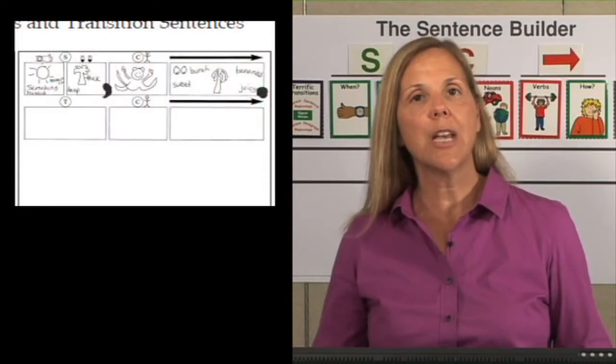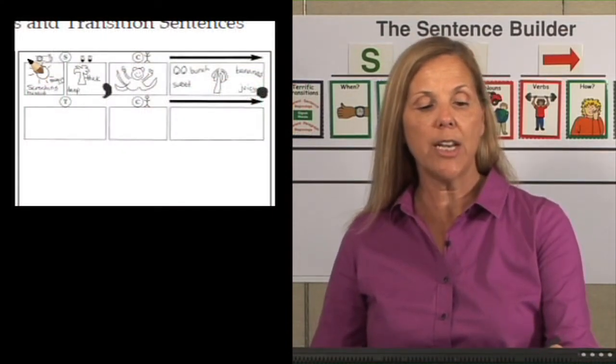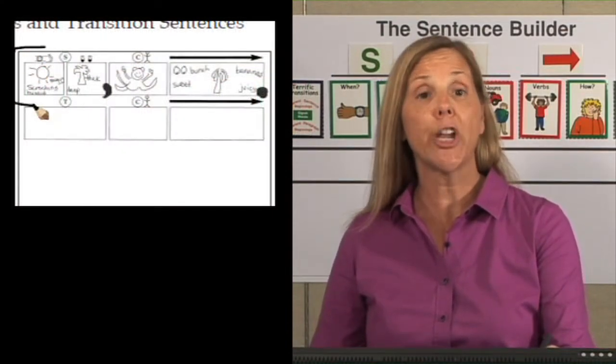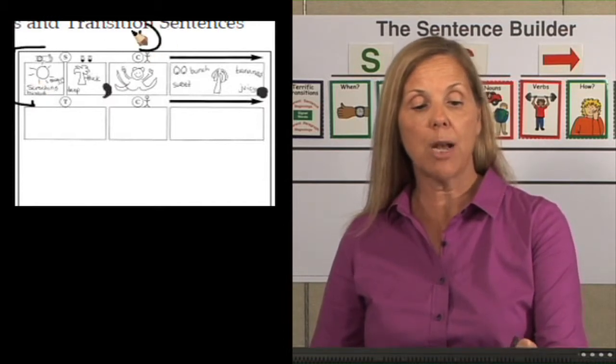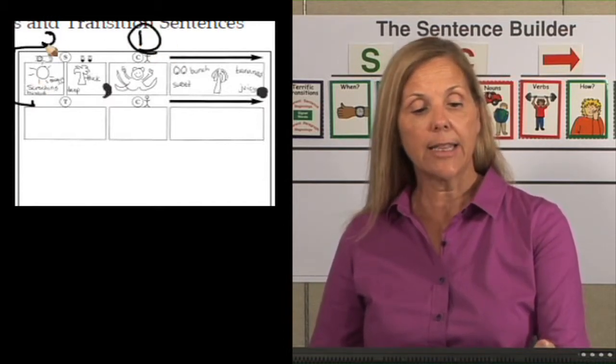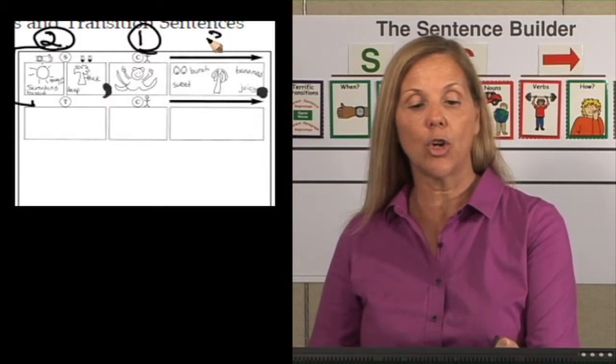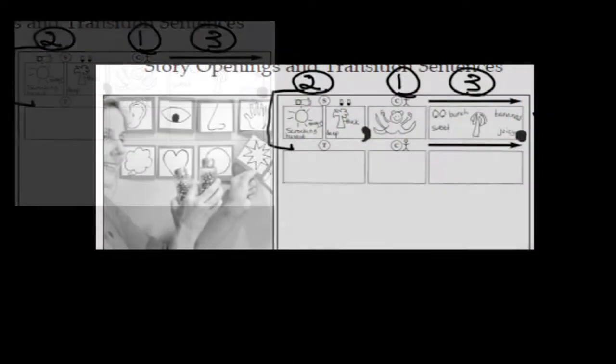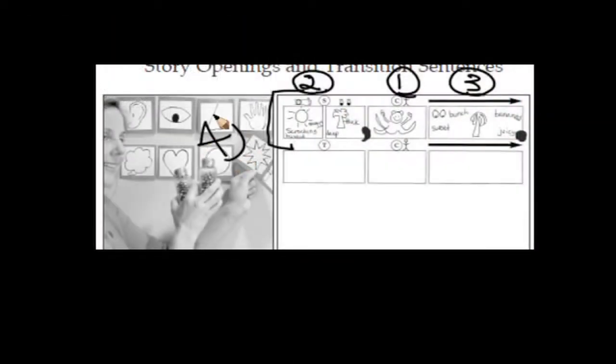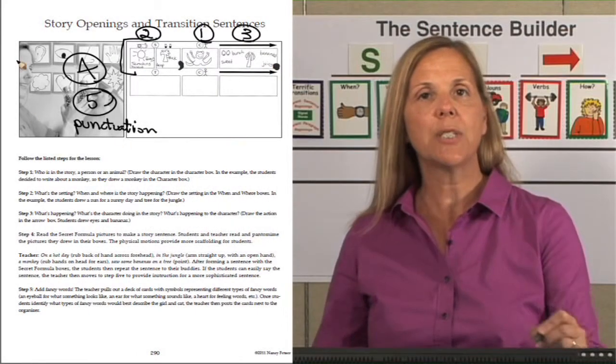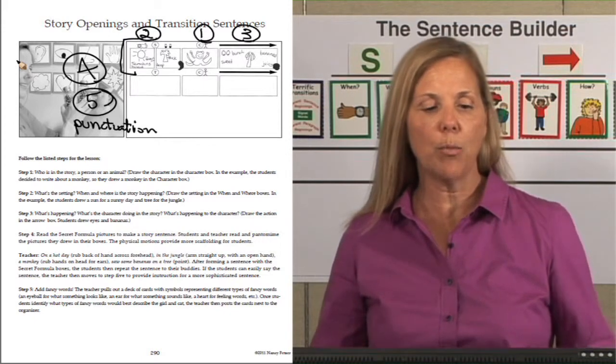On page 290, we have taken the worksheet and we have formed our story opening. First thing we did was come up with our character. The second thing, our setting. And the third was the action. After that, we went back and added number 4. We added our describing words. And then number 5, we put in our punctuation. So we had all the steps that we followed in order to create a story opening here.